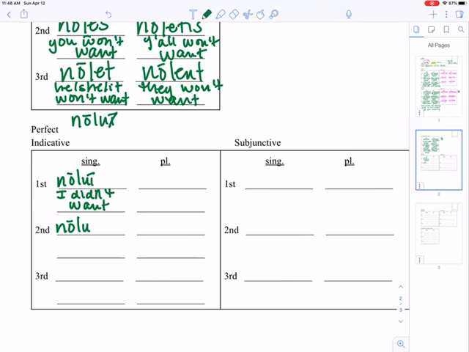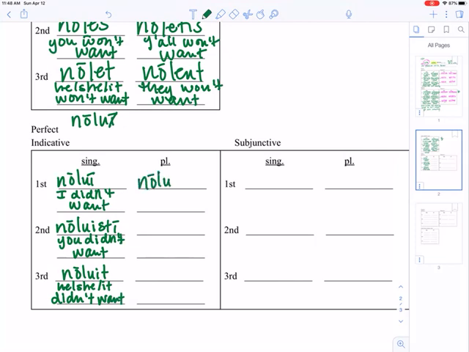So our stem is Nolu, and then for the second singular, we're adding isti with a macron over that I at the end. Okay? And so this is you didn't want. For third singular, we'll have Nolu, and we're going to add it, and this is going to be he, she, or it didn't want. First plural, we will have Nolu, and then we're going to add imus. And so this is we didn't want.